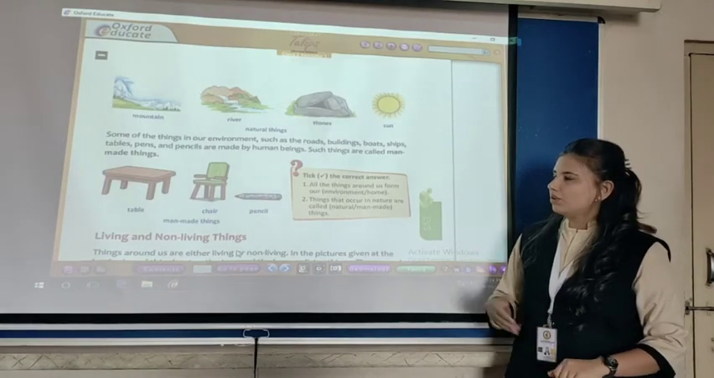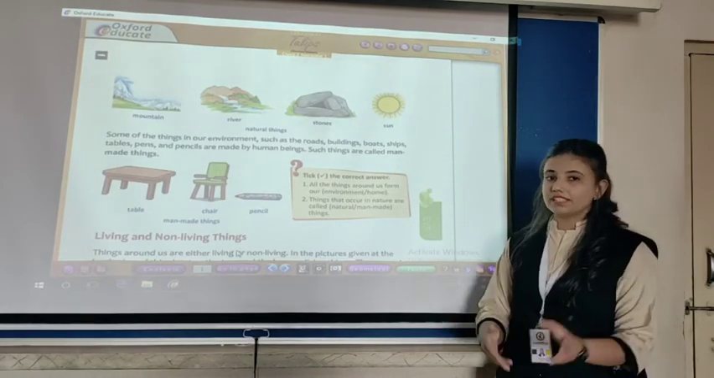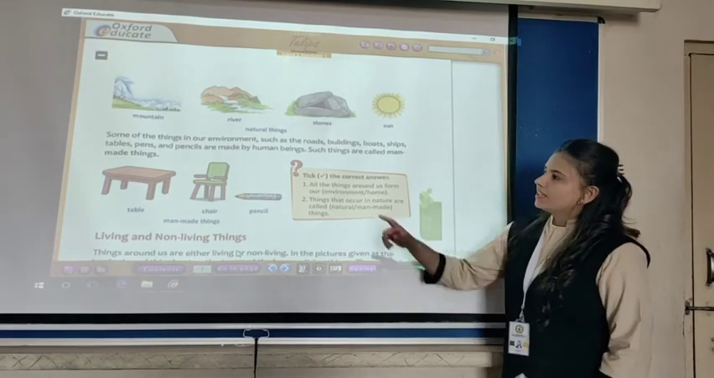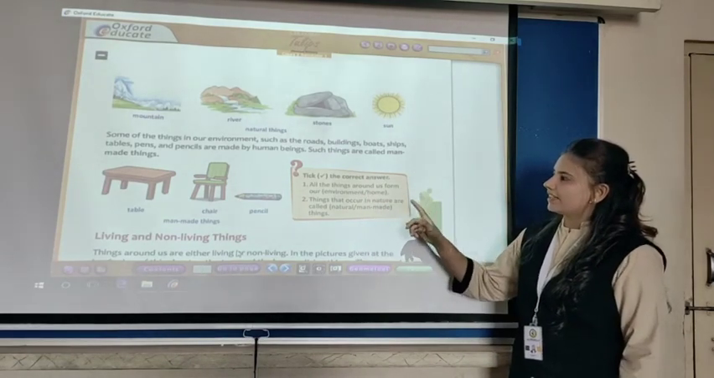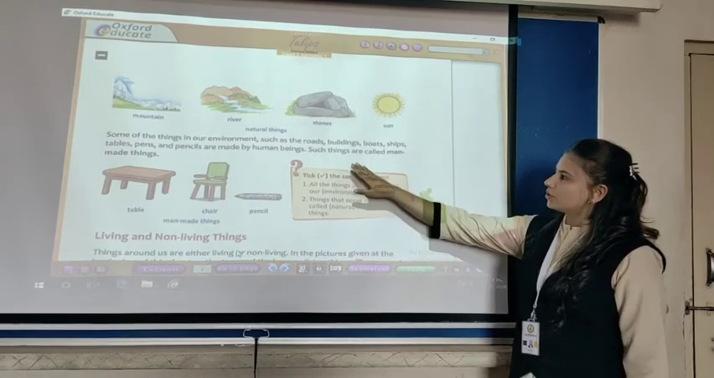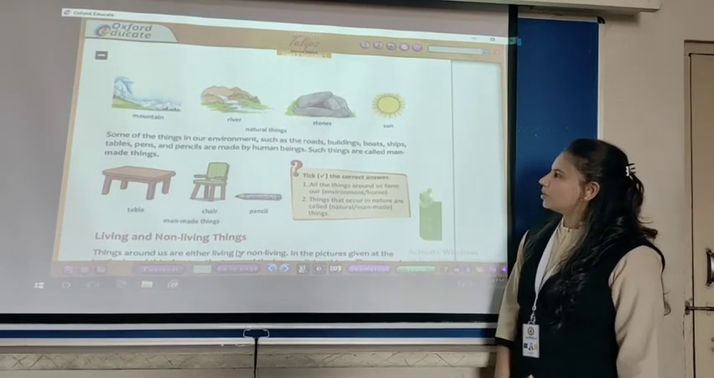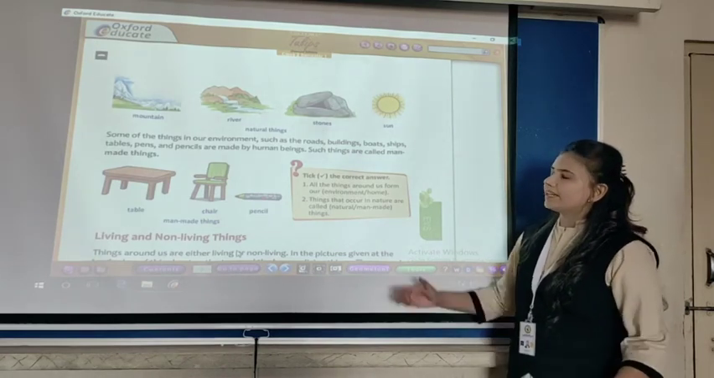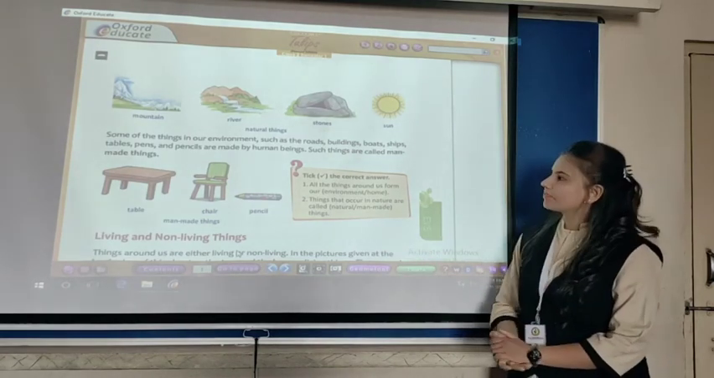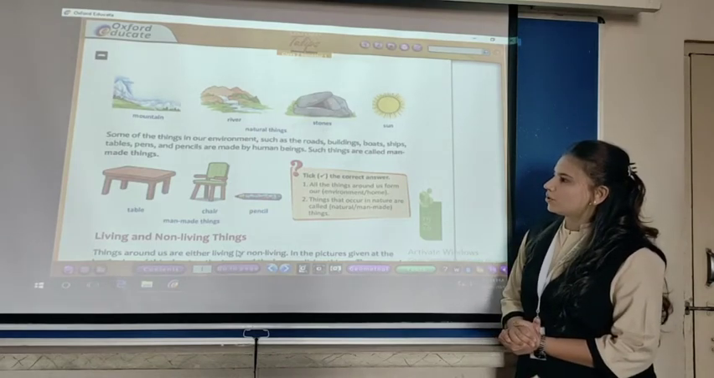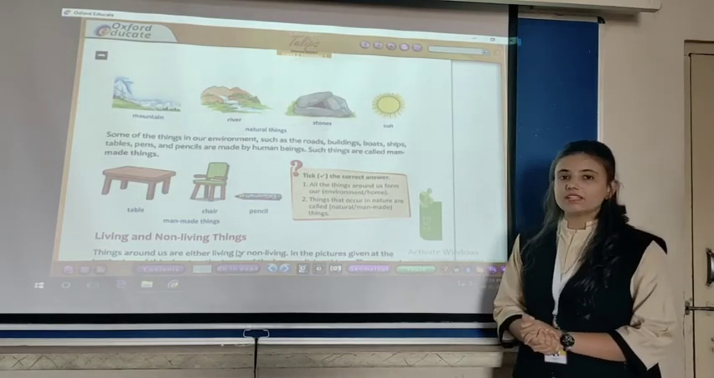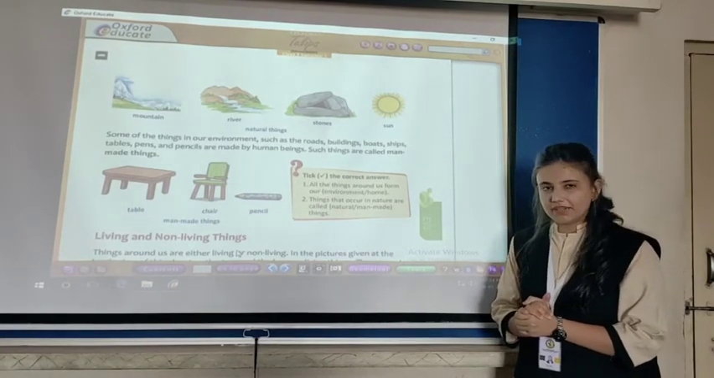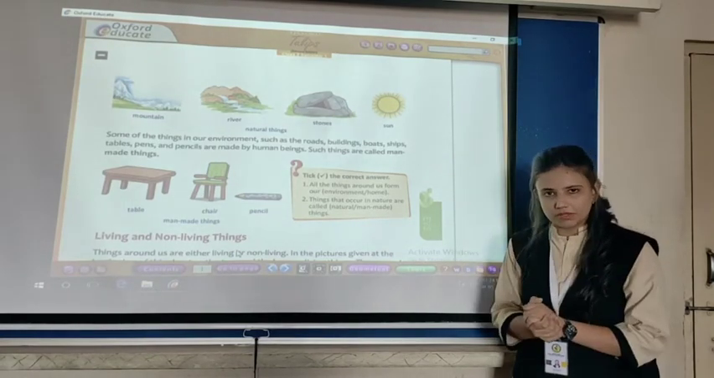Now all of you read this paragraph. Read with me only. Put your finger there, all of you. Some of the things in our environment, such as the roads, buildings, boards, sheets, tables, pens, and pencils are made by human beings. Such things are called man-made things. As I already told you before, all these things are called man-made things, which are made by human beings.